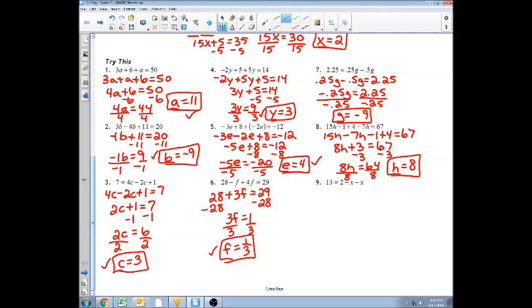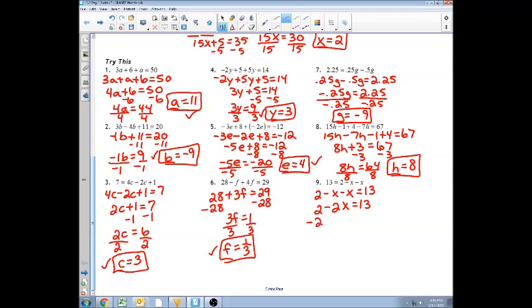Okay? The last one, number 9, again, if you want to rewrite this problem so that your x is on the left-hand side, you can. So it would be 2 minus x equals 13. Need to combine my like terms. So it would be 2 minus 2x is equal to 13.